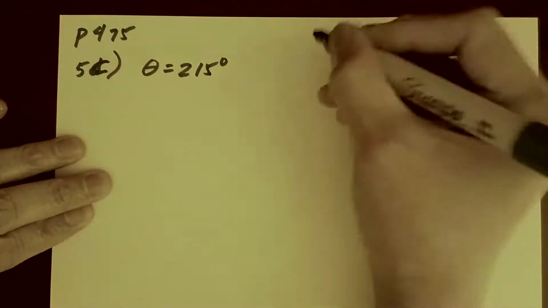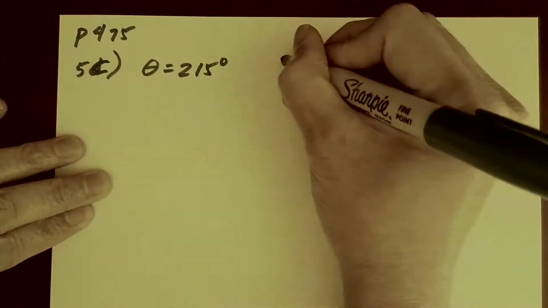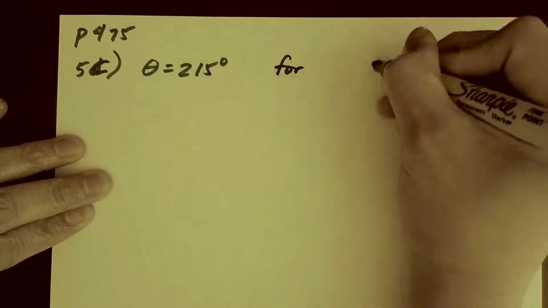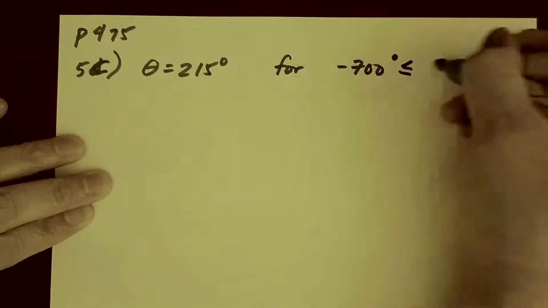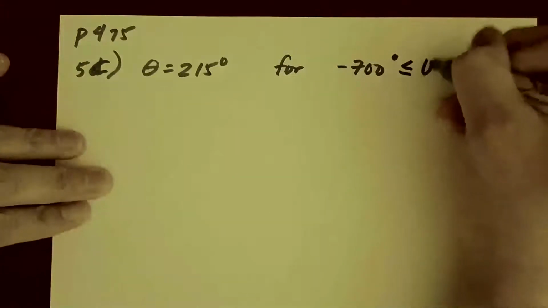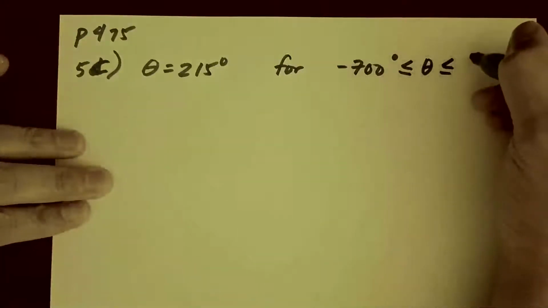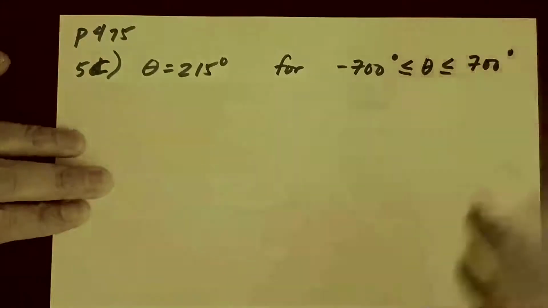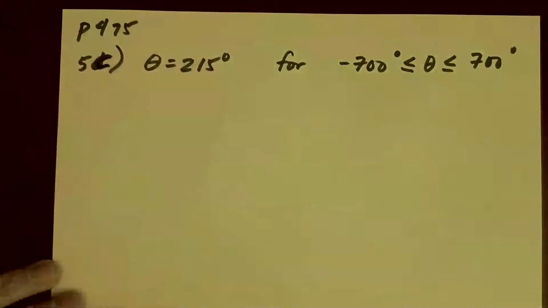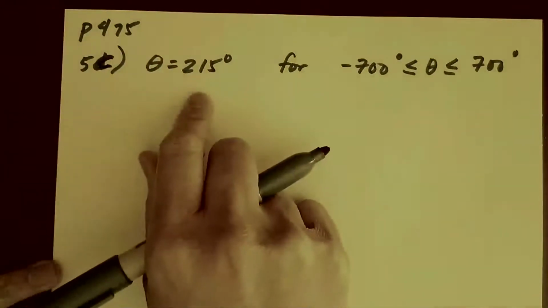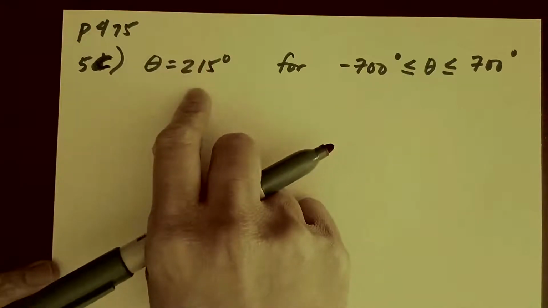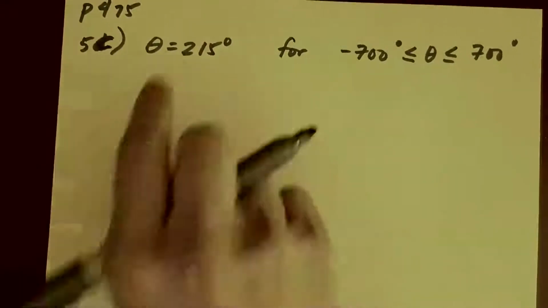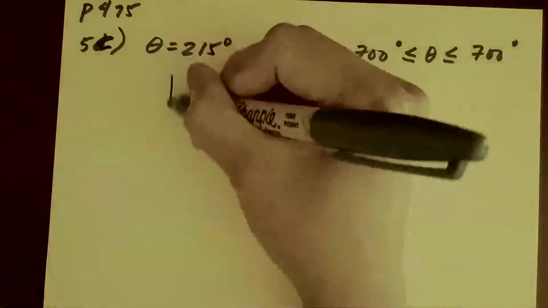So we're looking for coterminals between negative 700 degrees and positive 700 degrees. So it's very, very similar to what we've done in part B. The only difference is that this is a positive angle. Okay, so where is 215 degrees?